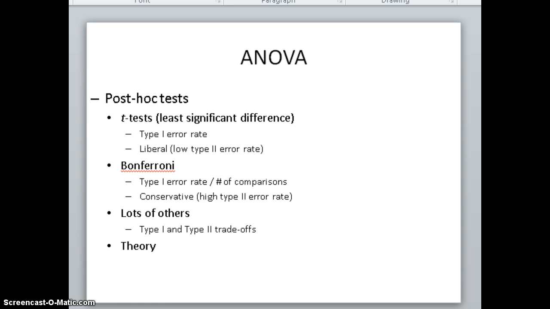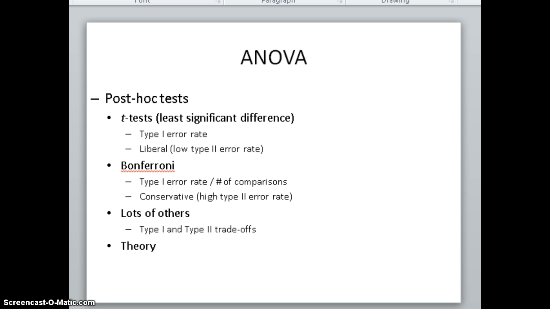We can use a t-test to test the difference between 2 groups, and this is the most liberal test that we could do. However, when we compute a lot of t-tests, we inflate our type 1 error rate. That is, we're more likely to find an effect that looks significant but is really just a fluke.